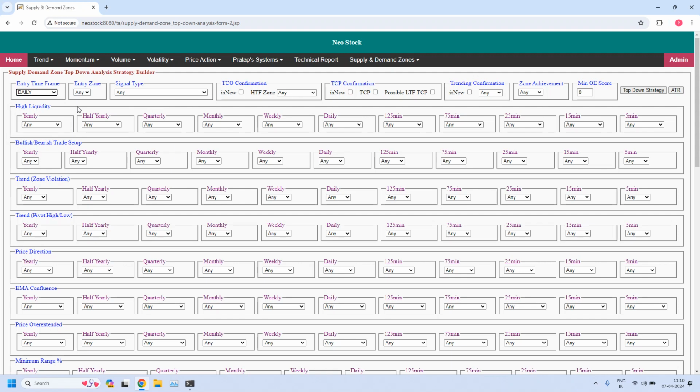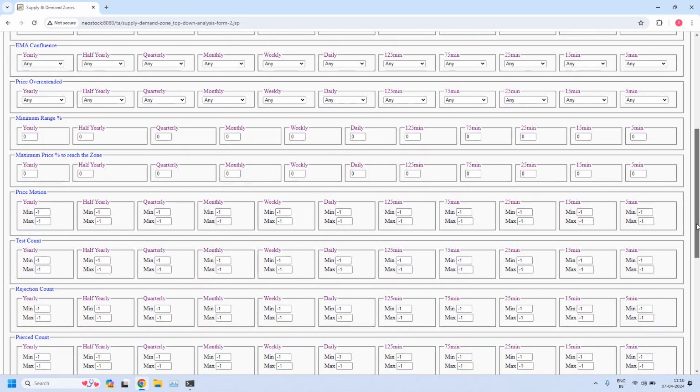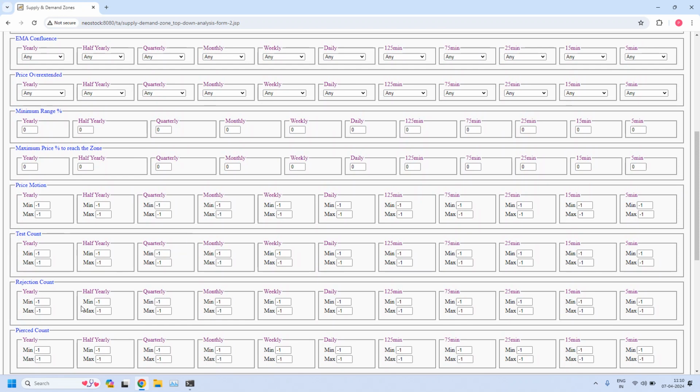Because we are generating a bullish trade setup, the entry zone should be demand zone. And in the third row, bullish or bearish trade setup parameter in daily time frame, I am selecting the value bullish. And also I am setting three more additional filters. The first one is I don't want pierced zones. So that's why pierced count should be set to 0. The last parameter on this page, in daily time frame, the minimum value I am setting 0, maximum value I am setting 0, which indicates pierced count should be 0. Pierced count 0 means the zone is not pierced.